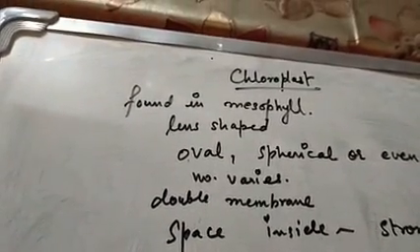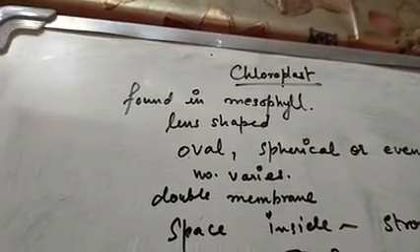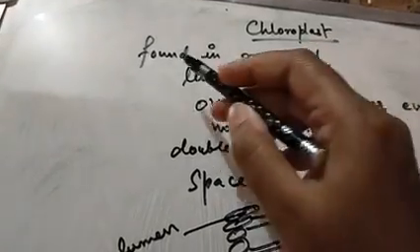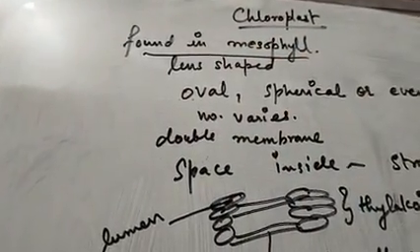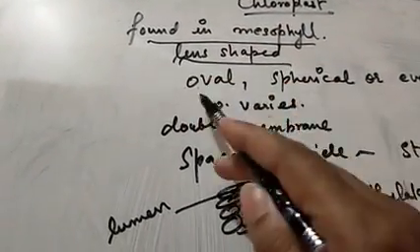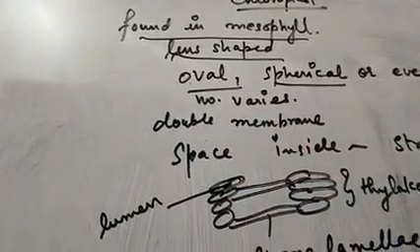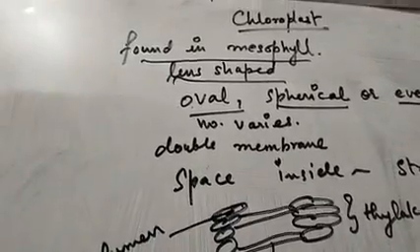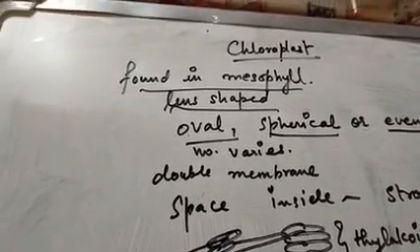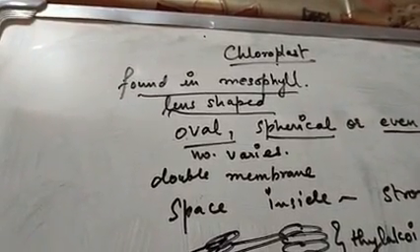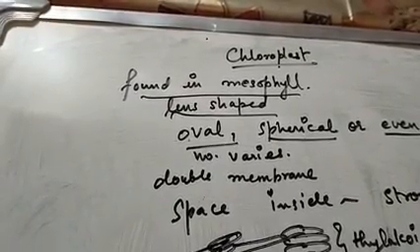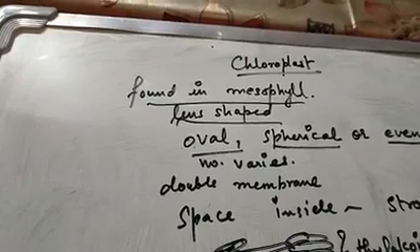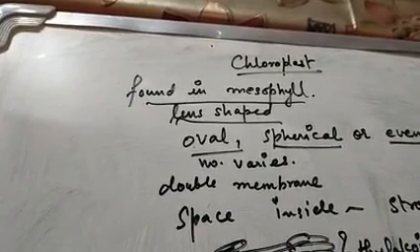The majority of the chloroplasts of green plants are found in the mesophyll cells of the leaves, and they vary in shape. They could be lens shaped, oval, spherical, or even ribbon like. Their number varies from 1 per cell to 20 to 40 per cell in the mesophyll.